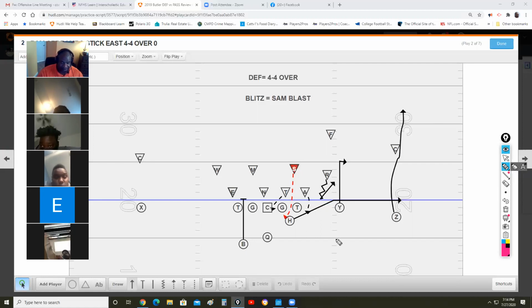Teams that handle the blitz win rings. Simple, pure and simple. Truth hurts sometimes, guys, but hey, you can embrace it. You can get mad about it, or you can embrace it and get better. All right, so let's look at this scenario.